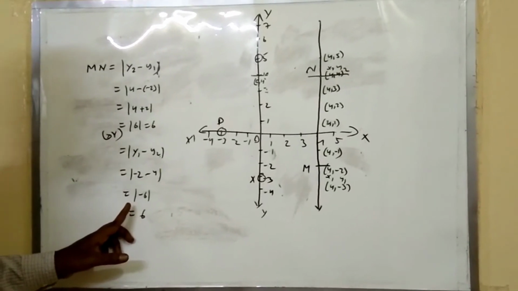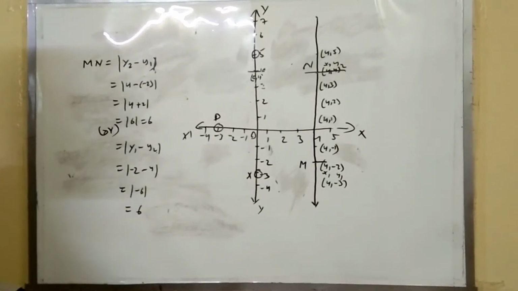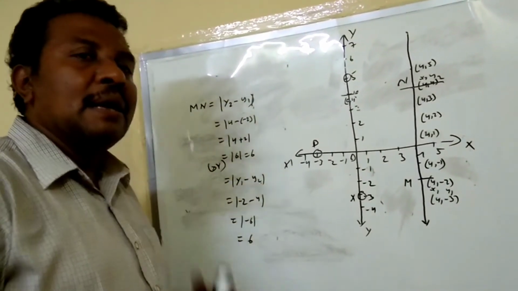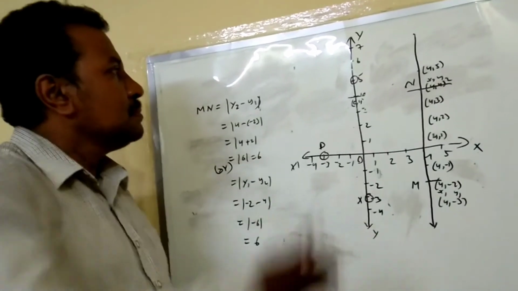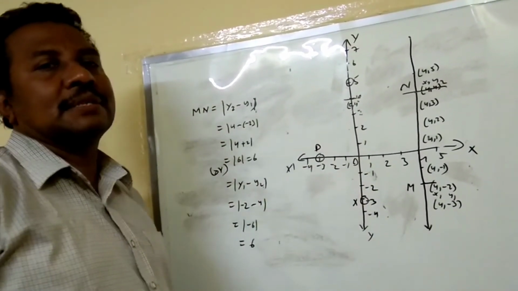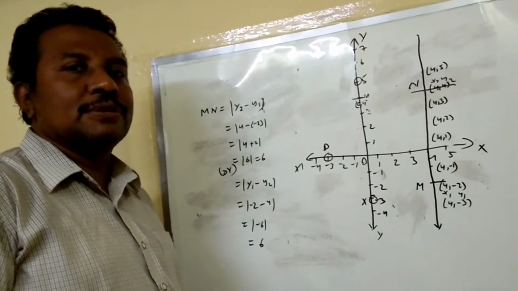Okay. So this is the topic: finding the distance between any two points on the x-axis or any two points of a line parallel to the x-axis, and likewise for the y-axis or a line parallel to the y-axis. Okay, hope you understood this video.